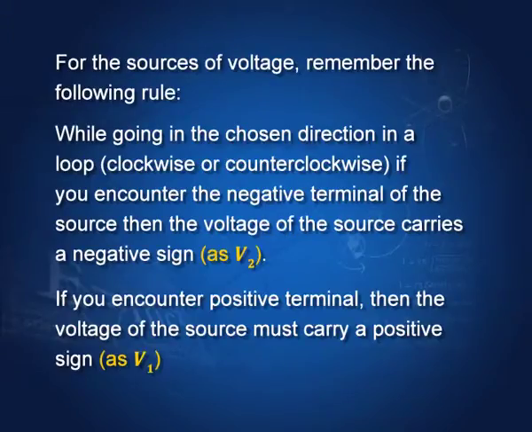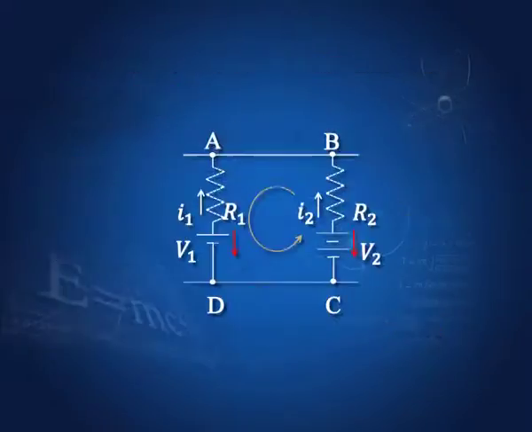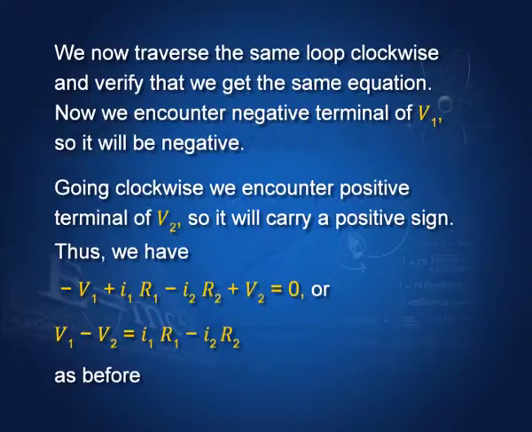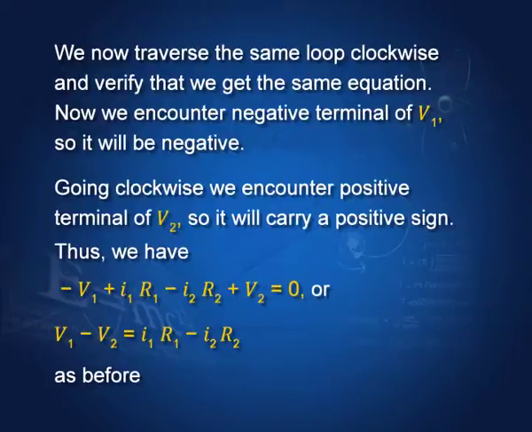For this source, remember the following rule, which I have stated earlier also, but let me repeat this, because this is very important. If during your traversing either clockwise or anticlockwise, you meet the positive terminal first, then its voltage is taken as positive. If you meet the negative terminal first, then its voltage is taken as negative. You see, here we had the counterclockwise, here we have the clockwise, and you can do the same exercise again, and you will get the same result. V1 minus V2 is I1 R1 minus I2 R2. So, it does not matter. In a given loop, you can go clockwise or anticlockwise, it does not matter, as long as you are consistent.